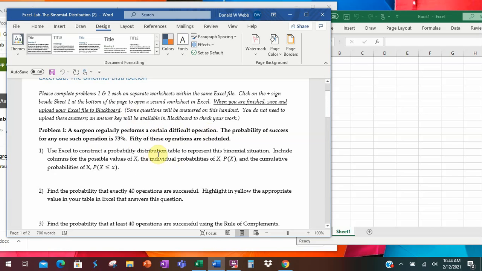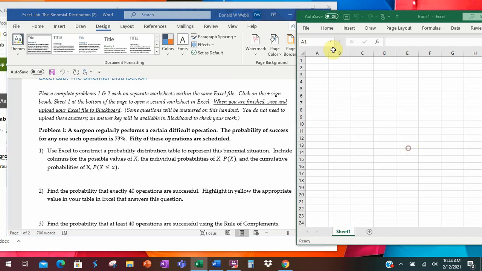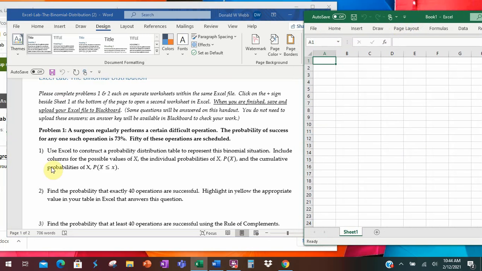Okay, so let's go through this using Excel and see what they're asking us to do. Here it says use Excel to construct a probability distribution table to represent the binomial situation. Include columns for possible values of x, individual probabilities of x, P of x, and the cumulative probability, where this is P of x less than or equal to x.